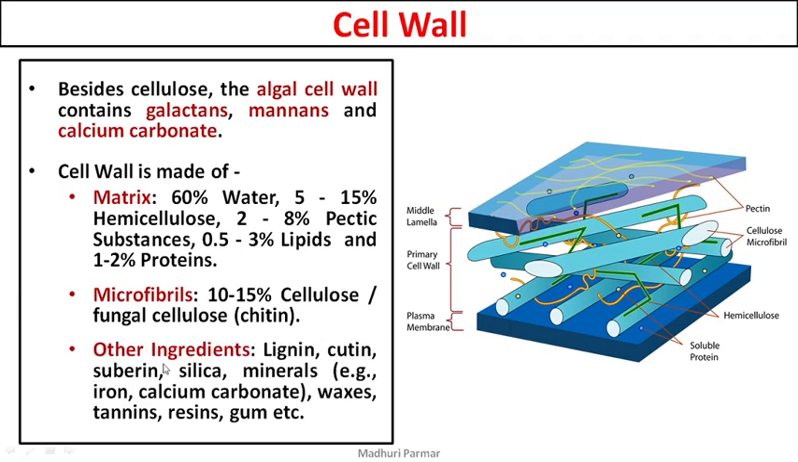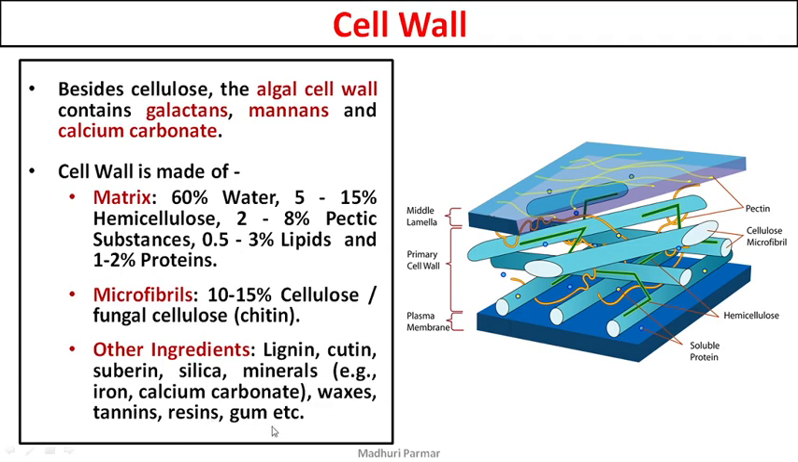And then there are some other ingredients apart from matrix and the microfibrils. There are some other things like lignin, cutin, suberin, silica. Silica is SiO2, sand, minerals like iron, calcium carbonate, etc. As we saw in the case of alga, there is calcium carbonate. Some have waxes. Waxes are long chain hydrocarbons with a small alcohol group. Some of them have an alcohol group. So waxes are hydrocarbons.